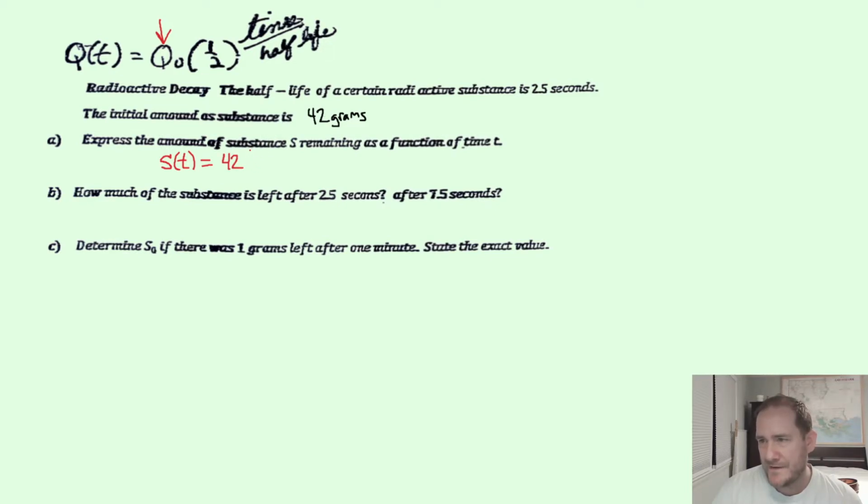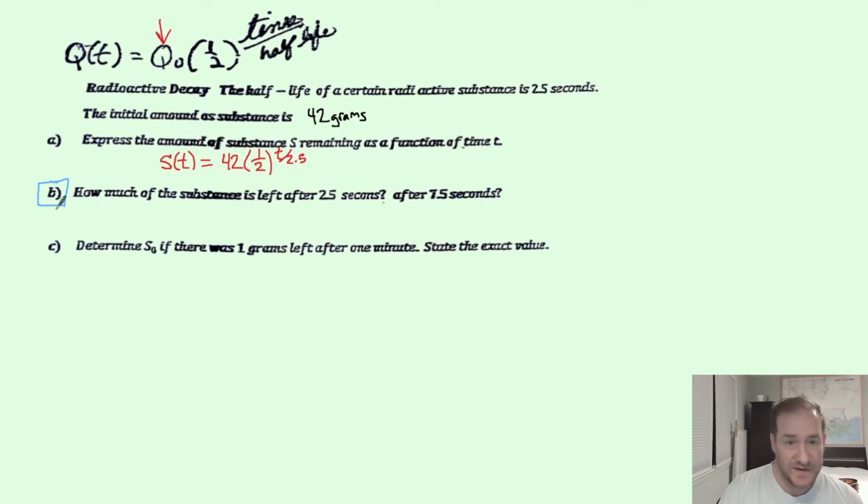We're talking about a half-life problem, so the most convenient base to use would be 1/2 itself. Then we raise that to the power of time. But you have to divide time by whatever your half-life is, 2.5. So there's a 2.5 in the denominator of our exponent. But there's your model.